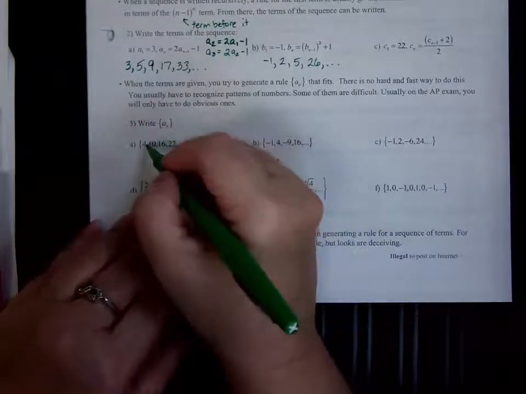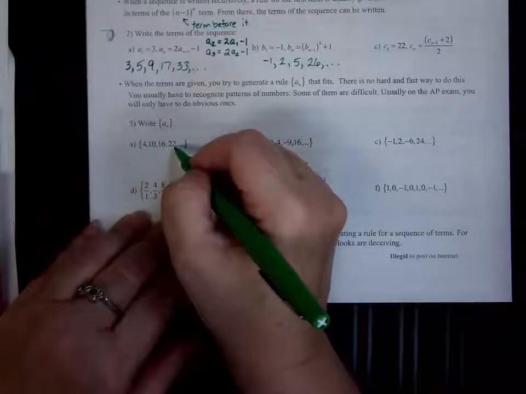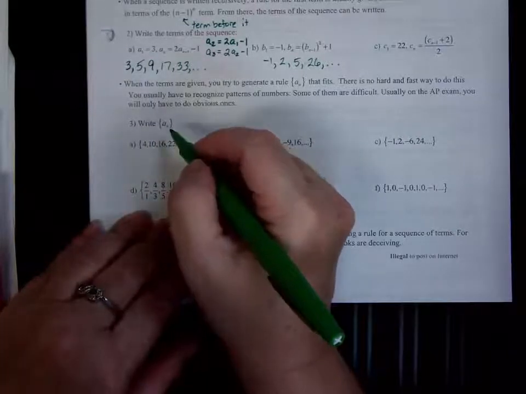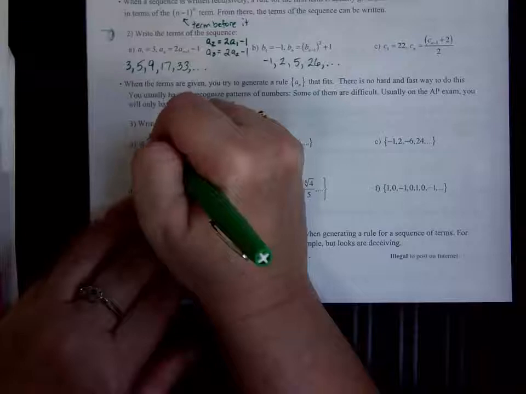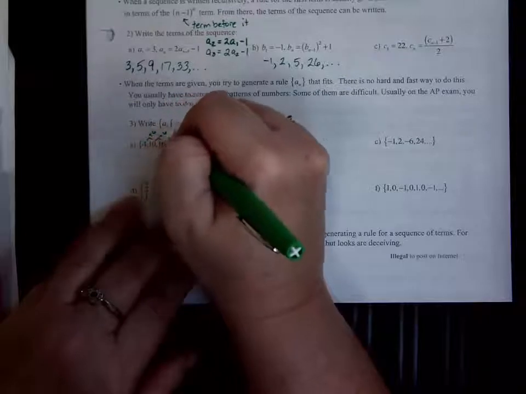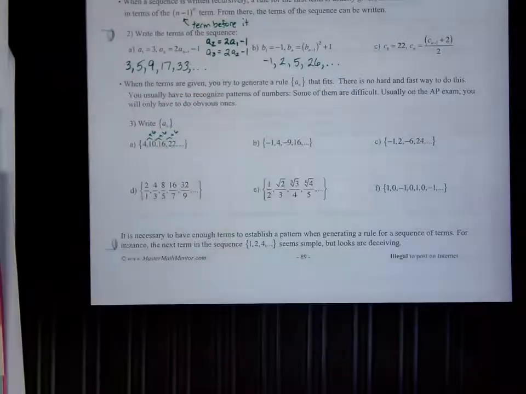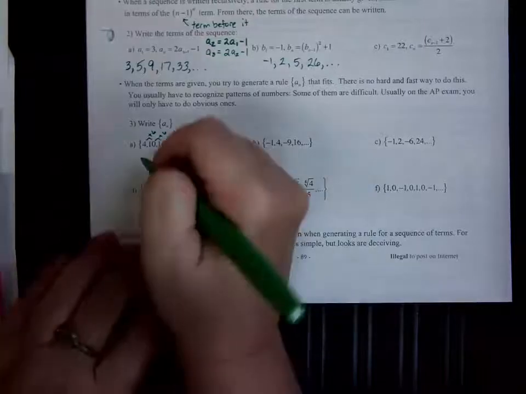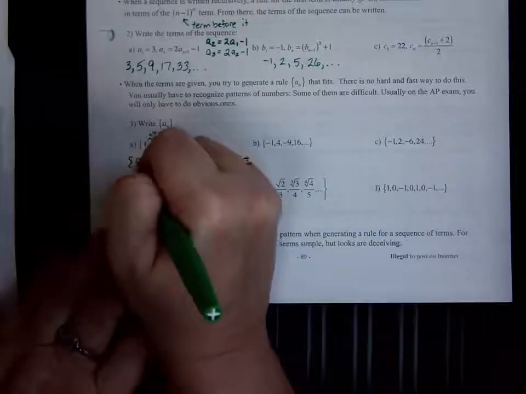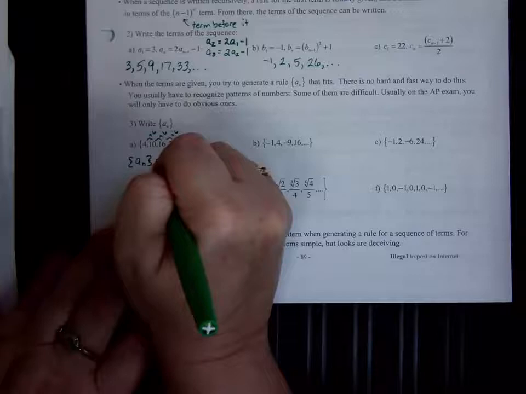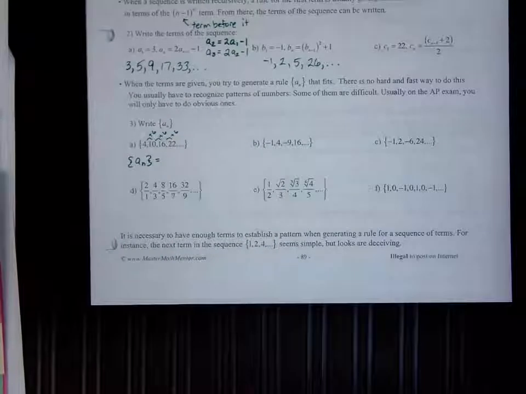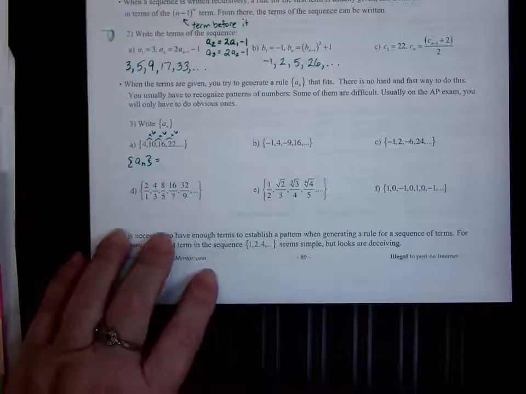Okay, so now we're trying to write the formula. So tell me what you see in this pattern here. What's happening from term to term? Adding 6. They are adding 6 every time. Do you all agree with that? Yes. Okay, I have found that when you're writing your formula, we write braces, a_n equals. Now braces are not easy to write. You can just write squiggly lines if you can't draw the little braces. It took me a long time to get the braces. I drew squiggle lines all through high school.